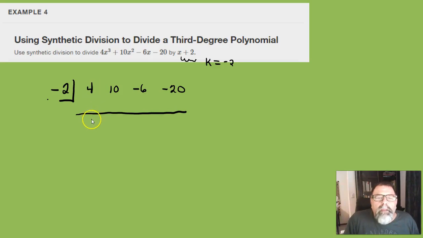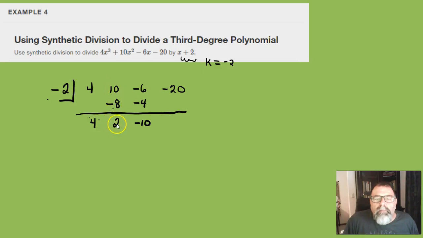So bring the first term down, and then you multiply. You always multiply by the divisor, so -2 times 4 is -8. You always add down the column, so that's 2. -2 times 2 is -4. Add down the column, -10. So it's always going to be multiply, add. You take the divisor times the number in the bottom row, multiply it, and it goes up. So it goes 4 times -2 is -8.